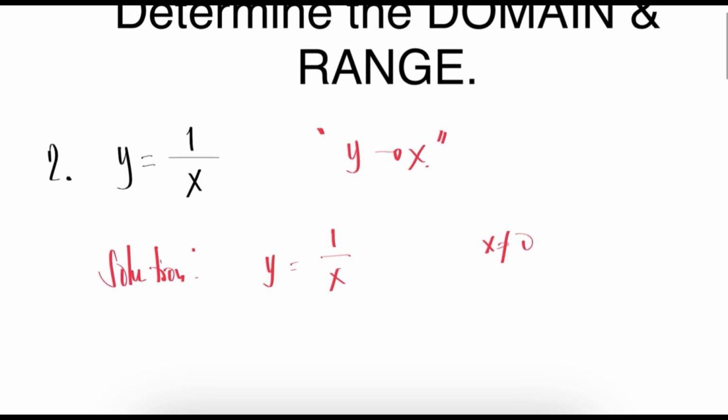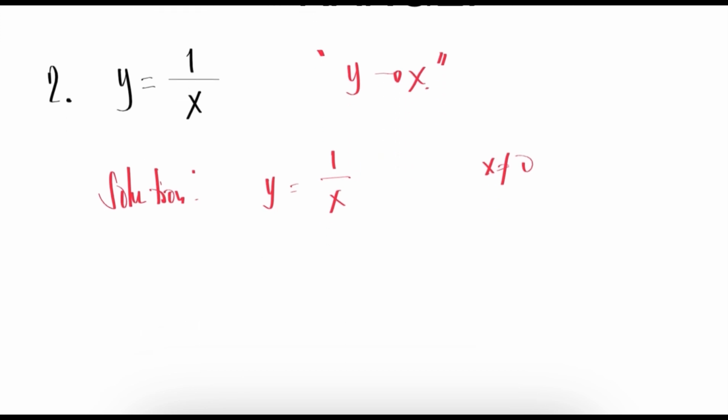Okay, now let's try to check. If x is equal to 0, let's replace x equal to 0. What is 1 over 0? No answer, right? Meaning it is not a real number. So it is undefined or infinite. Okay? Undefined.